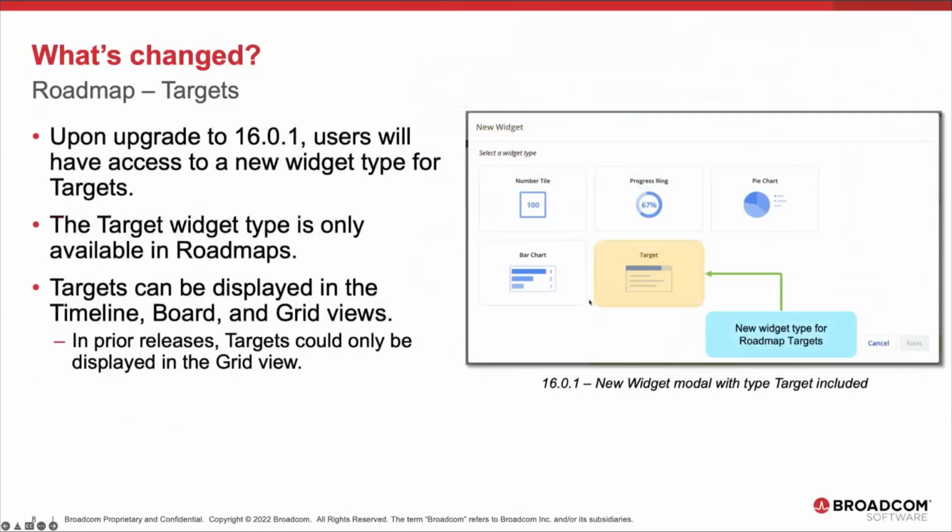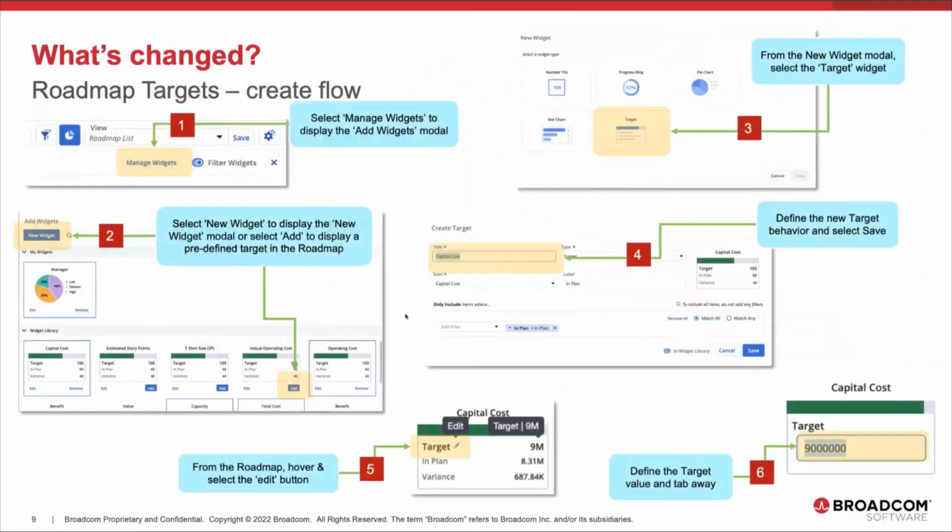Upon upgrade to 1601, you'll see this. And this is not available on any other parts of the application. It's just for road mapping. And once you define that, you can include them on the roadmap timeline, board, or grid views.